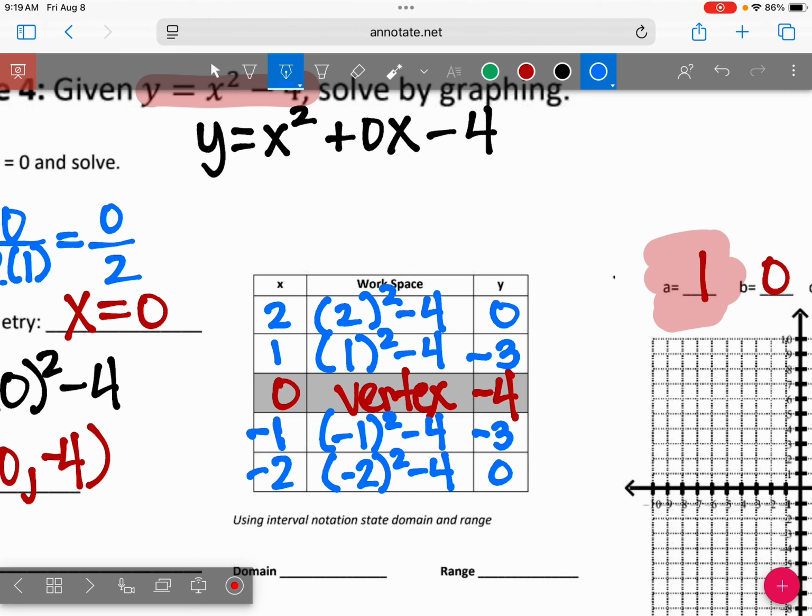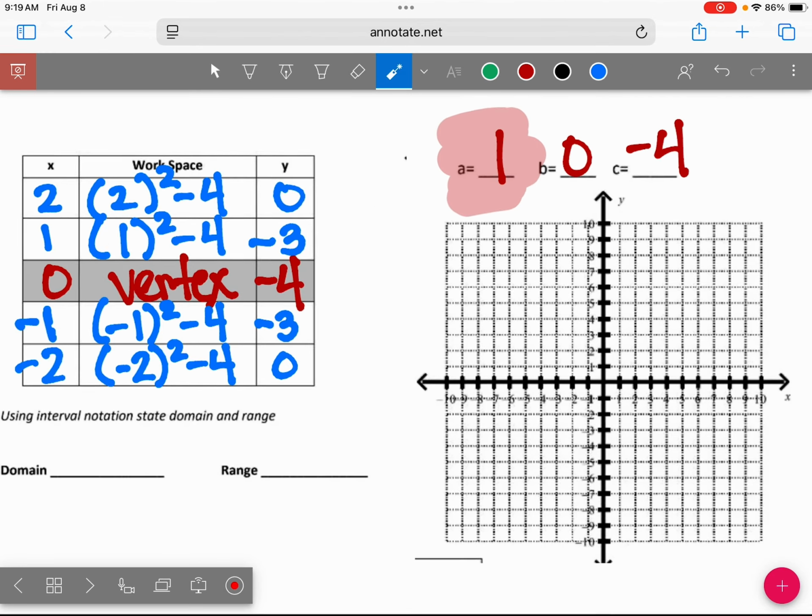All right, who agrees with my table? I just do the first two and then I repeat them. Is that what you all do? Or do you actually do it all four times? You just do the first two? Yeah. I do. All right, let's go ahead and graph it.